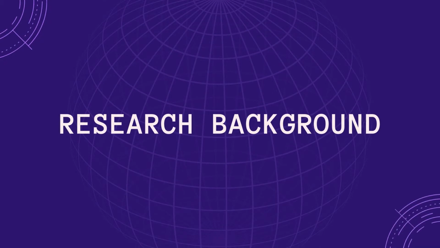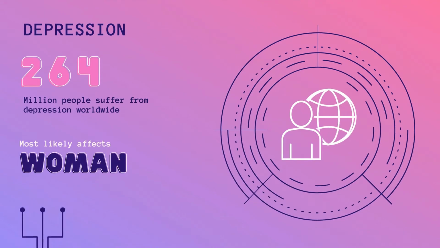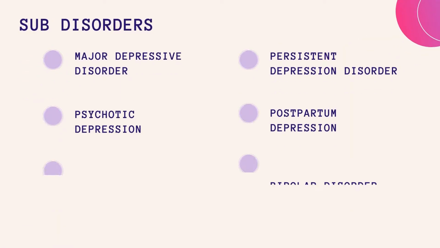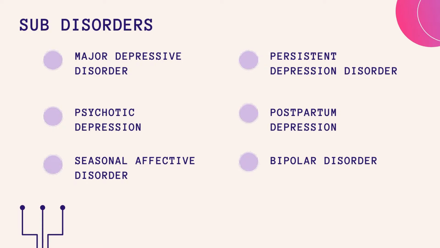Research background: Depression is a leading cause of disability across the globe. According to WHO, approximately 264 million people suffer from depression worldwide. Many researchers concluded that it most likely affects women. Depression has sub-disorders which have different symptoms. Some of them are major depression, persistent depression disorder, psychotic depression, postpartum depression, seasonal affective disorder, and bipolar disorder.